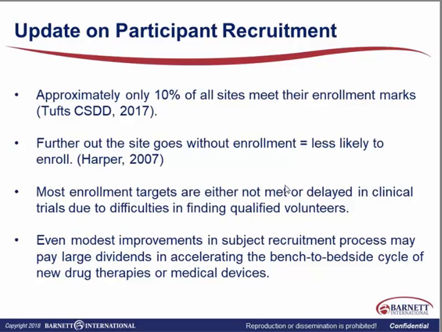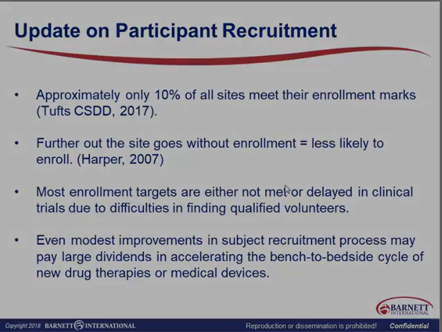Okay, so most enrollment targets are either not met or delayed in trials, and it's due to difficulties finding the qualified volunteers. And again, we need to look at our protocol to see, is it a problem with the protocol, or is it just really very tough, maybe we have a disease that's not so prevalent, so it's very tough to find these subjects. So sometimes even just modest little tweaks to our process can yield really good results.